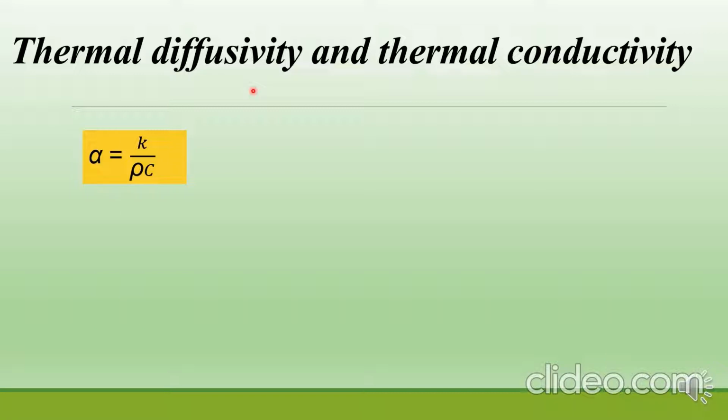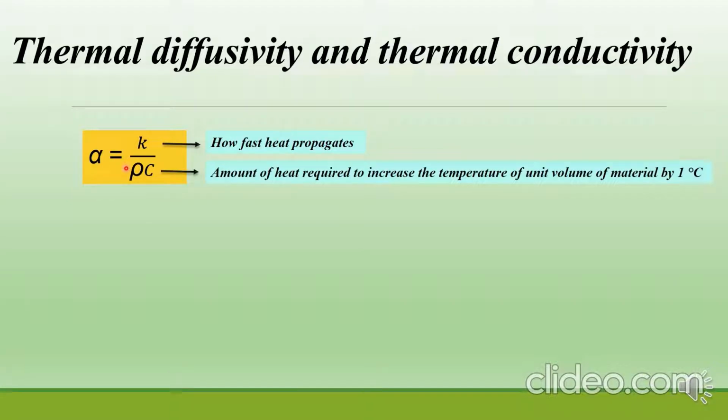Thermal diffusivity is represented by alpha and it's the ratio of thermal conductivity, K, by the product of density and heat capacity. Now, what does this ratio tell us? Well, the numerator of the ratio tells us how fast heat is getting propagated through the system, and the denominator tells us how much of this heat is getting absorbed by the system to increase its temperature by 1 degree Celsius. Or the amount of heat required to increase the temperature of a unit volume of the material by 1 degree Celsius. What does that mean?